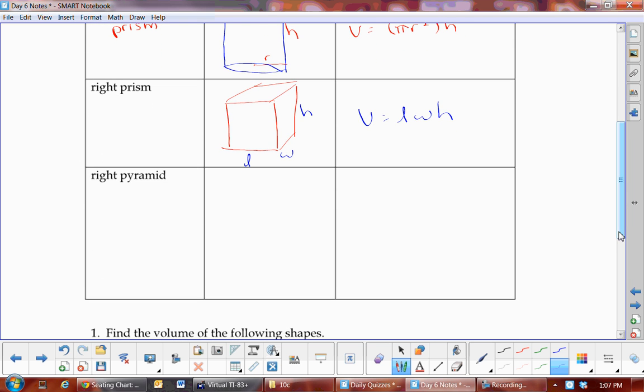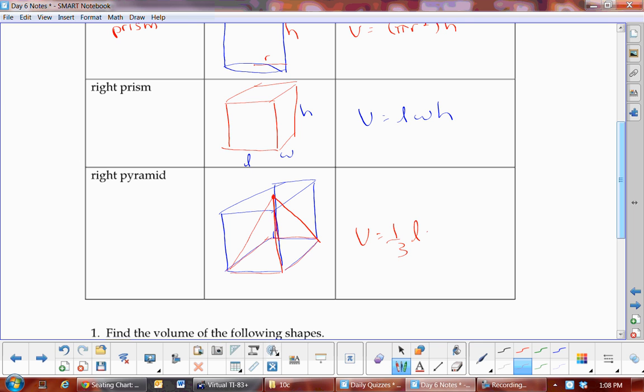Now the right pyramid, if you can bear with me here. I guess I should draw the back here too. A right pyramid, putting a point in the center and joining it down to all the corners. So it comes from the right prism. And again, I used to have you take all the blocks off, then weigh it, and you would find you were left with 1/3 length times width times height.